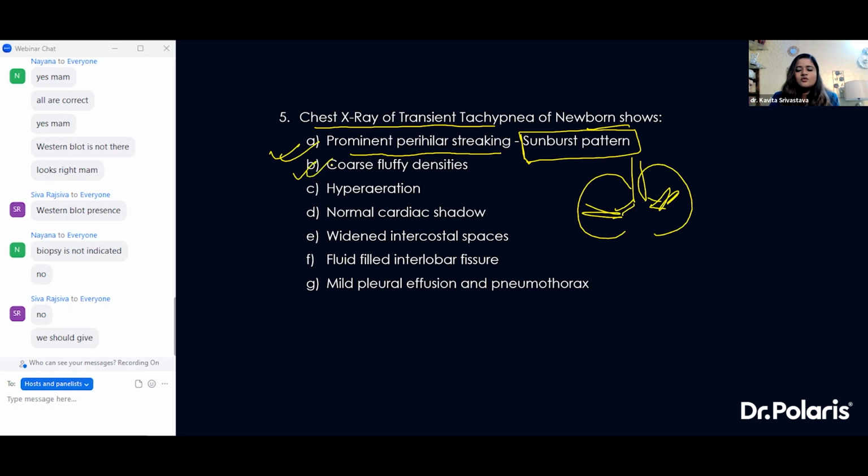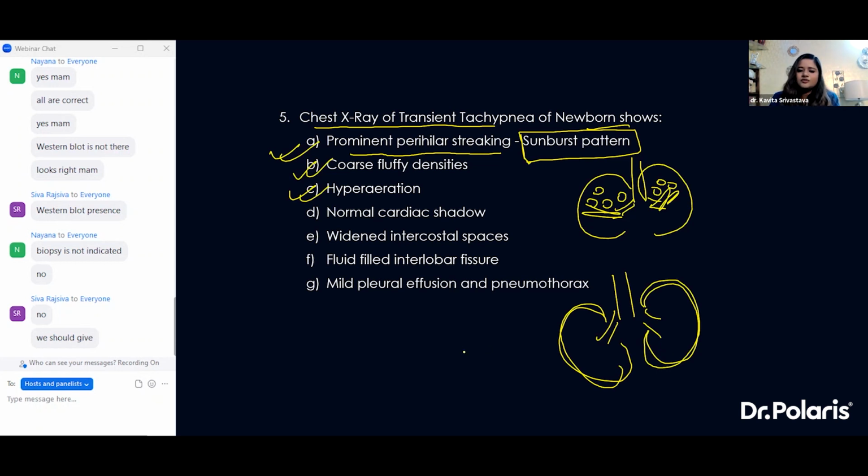Coarse fluffy density. So coarse fluffy densities again could be seen. Why? Because it is going to result in inflammation of the smaller airways inside the lung. So it can present with coarse fluffy density. Hyperaeration. So when we see the size of the lungs on the chest X-ray, it might look hyperaerated. The total volume of the lungs, which is normally seen in a newborn, might look a little bigger than that. That again happens because of fluid accumulation, which is going to look normal otherwise when the fluid gets absorbed back.